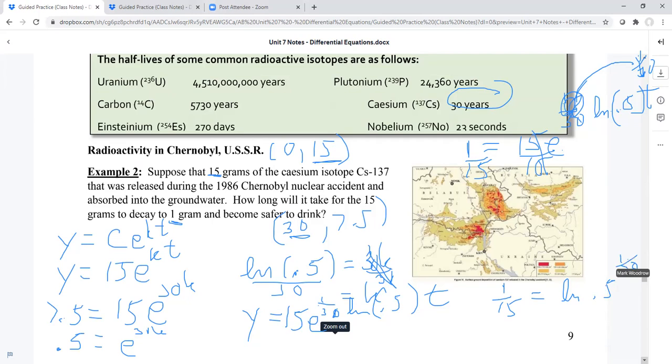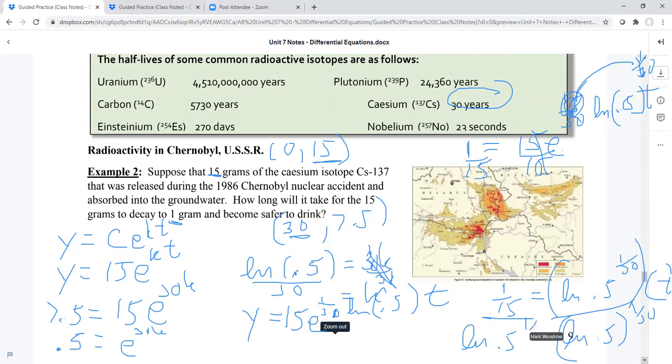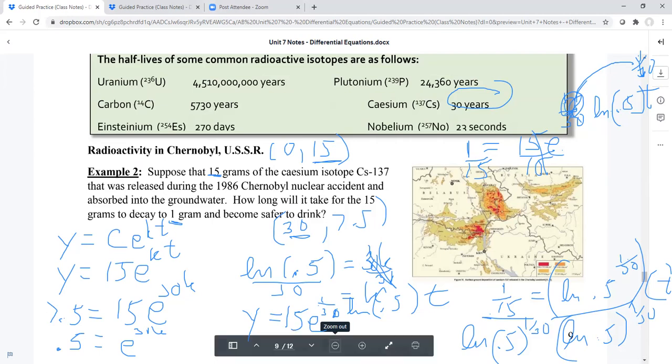And then that t is just going to be out here by itself. So now we have to divide by the natural log of 0.5 to the 1/30th power. And again, you would take your calculator, and t is going to equal 1/15 divided by the natural log of 0.5 to the 1/30th power. Okay, that would be how you would type that in to get the time. I don't know what the answer is because I'm not taking time to type it down on my calculator.